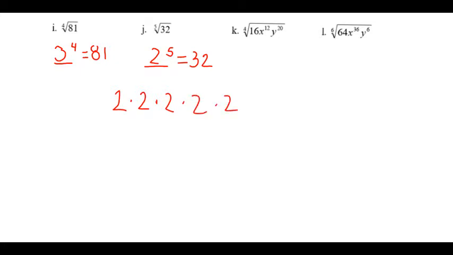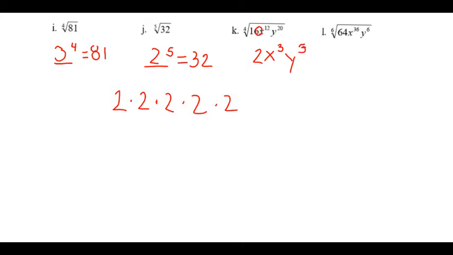Now for K, again, we're doing the same thing. The 4th root of 16 is 2. And now we divide the 4 into my power. So 4 goes into 12 3 times. There are 3 groups of 4 underneath the radical that I can pull out. And 4 goes into 20 5 times, so it'll be y to the 5th.